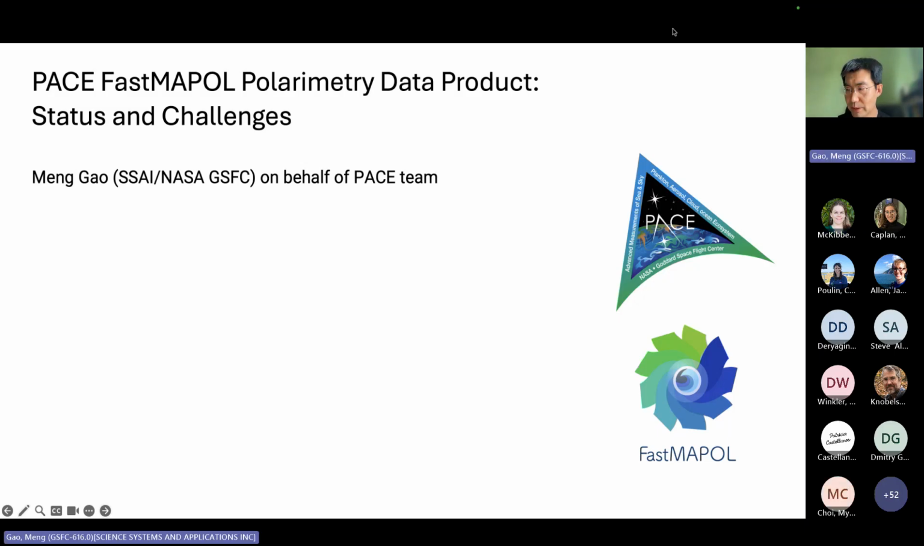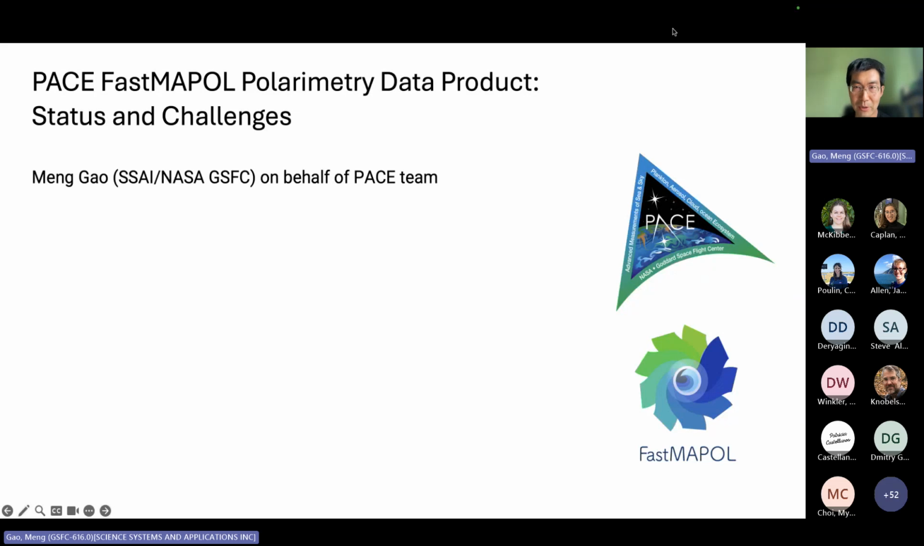So I will just follow what Kirk has been talking about. Take a really nice introduction. So here we will dive in more details on one of the particular algorithm, FastMAPOL, and we'll talk about the status of current data product, and also some of the gaps and challenges we have been facing. That is something we have been working really actively.